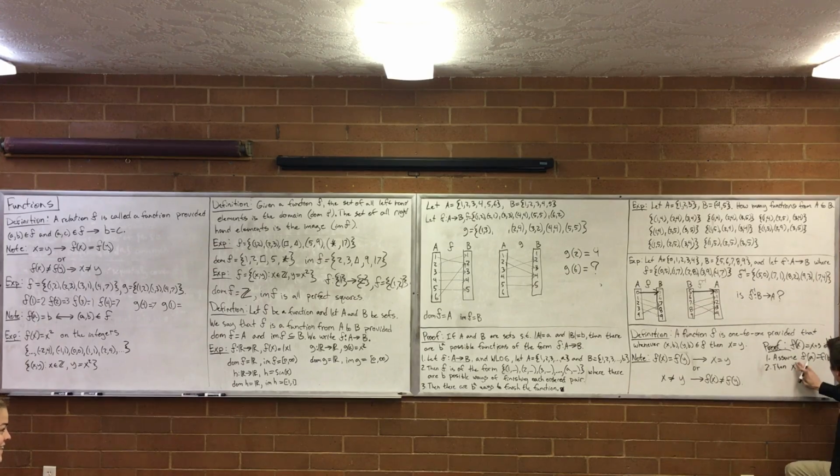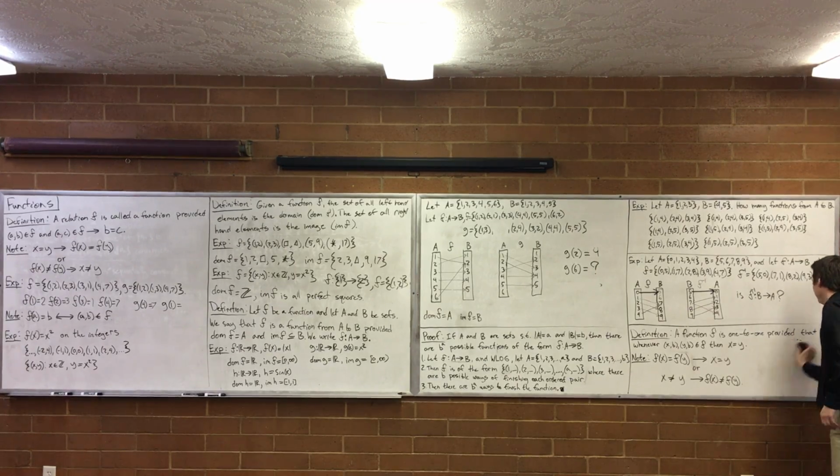Okay, so then a plus 3 is equal to b plus 3, which gives us that a equals b. Therefore, it's 1 to 1. Okay, I get it. So that's what we mean by 1 to 1.